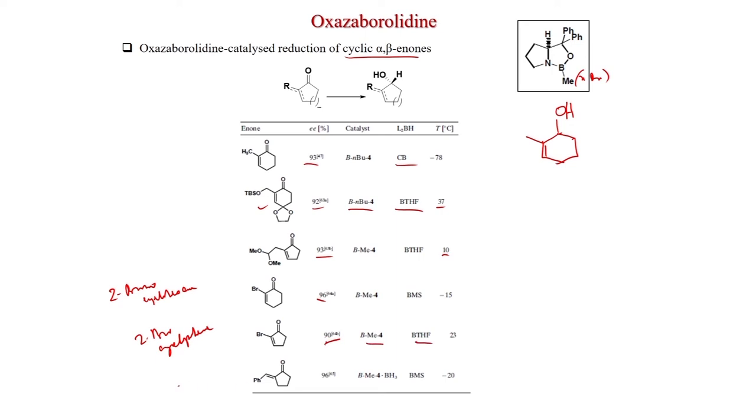And when an exocyclic bond is there, that is why we have drawn like this. So, exocyclic bond is there, that also giving the product in 96% E at minus 20 degree centigrade. So, both endocyclic and exocyclic alpha beta unsaturated enones give products.